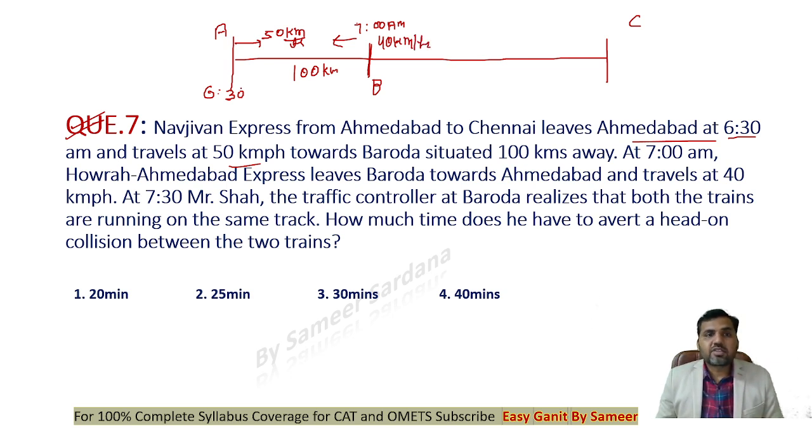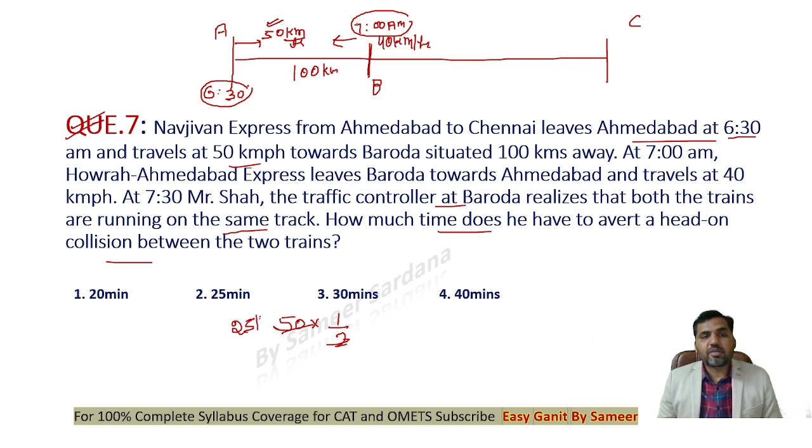Now the traffic controller at Baroda realizes that both the trains are running on the same track. How much time does he have to avoid a head-on collision between the two trains? So you see that from 6:30 to 7, by the time the second train is leaving, this train is traveling alone, at a speed of 50 km per hour for 30 minutes, that's half an hour. The train must have traveled 25 km already. The distance between the two trains is 100. Out of that, 25 km has been traveled, so we will be left with 75 km.